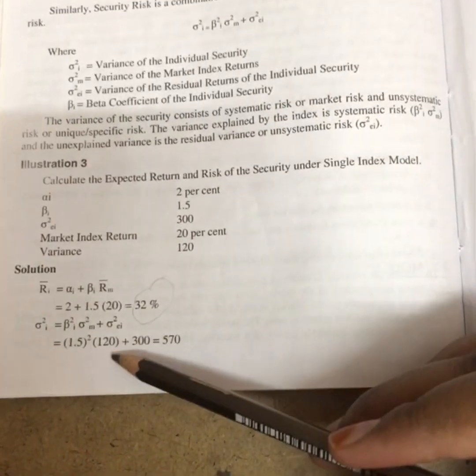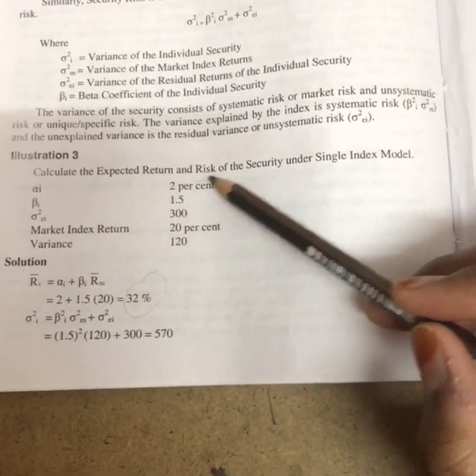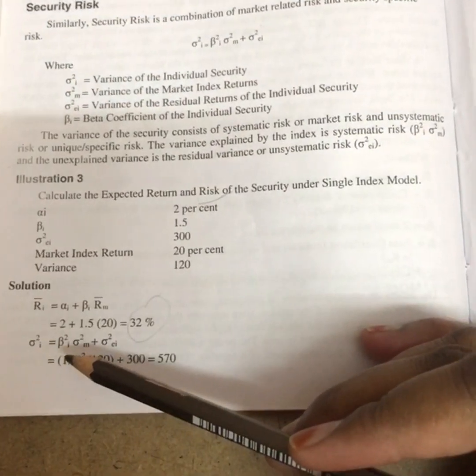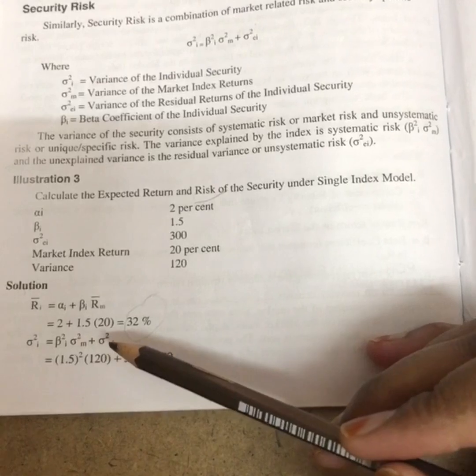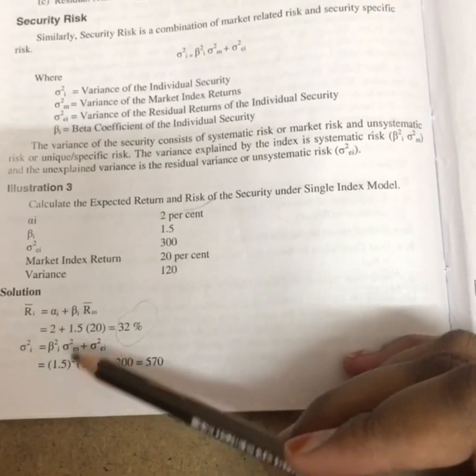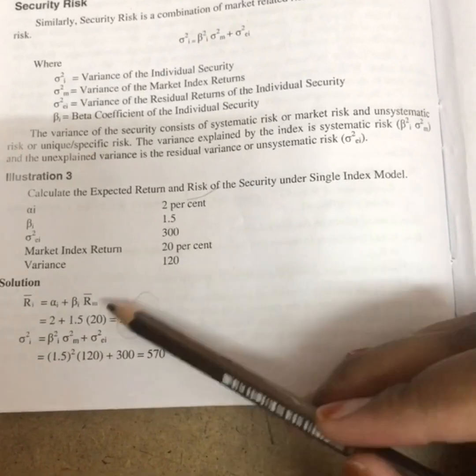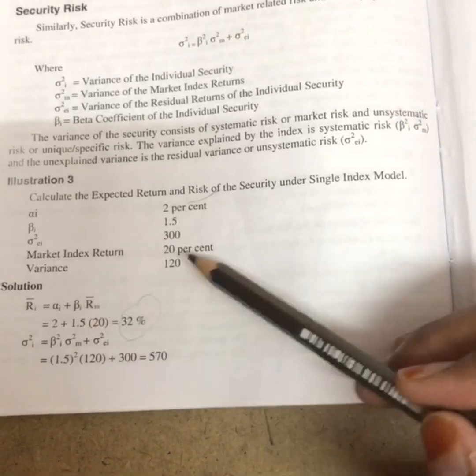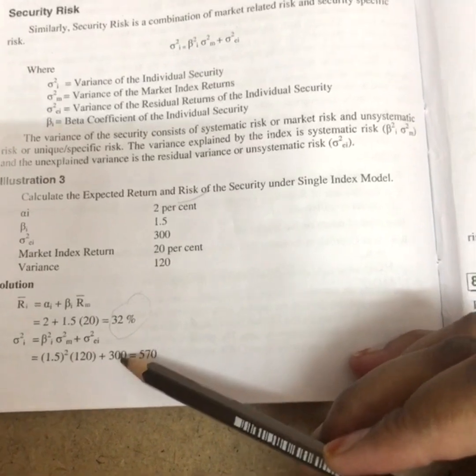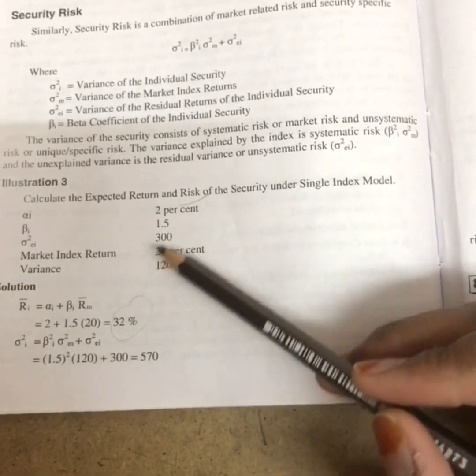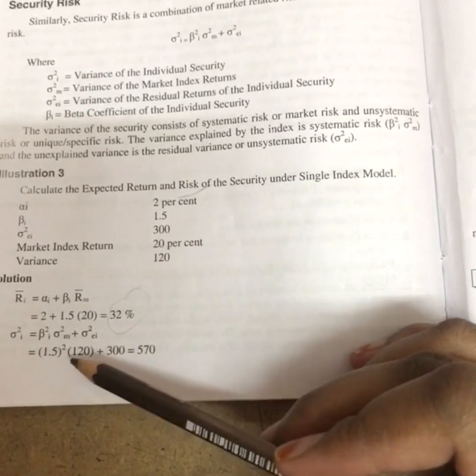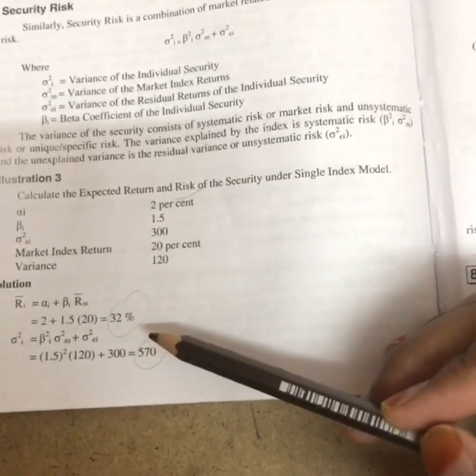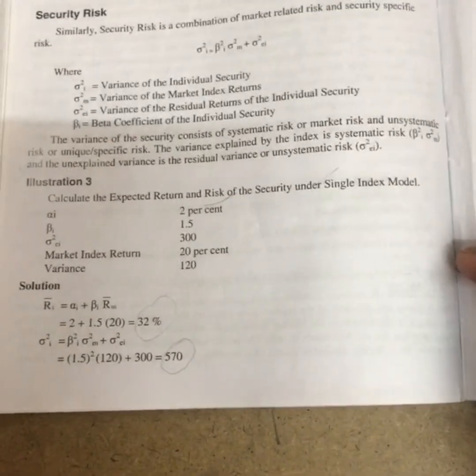The next one is the calculation of risk. Again we use this formula: variance is equal to beta i square into variance M plus variance Ei. So beta i is 1.5, the whole square, into variance of the market index, which is given as 120, plus variance of Ei, which is 300. If you substitute these in the formula, you get the risk of the security under the single index model as 570. That's it, girls.